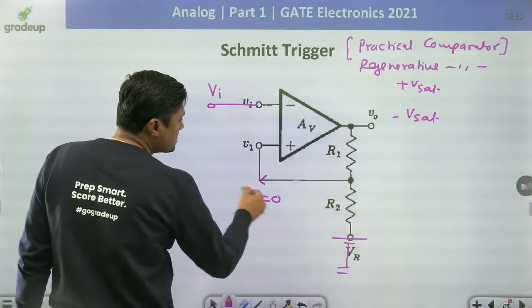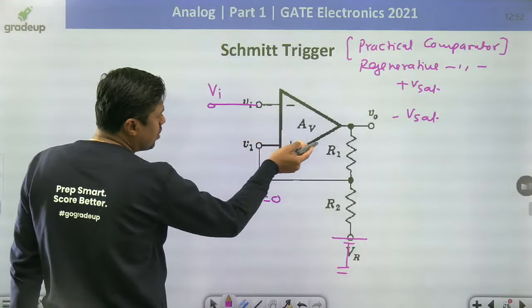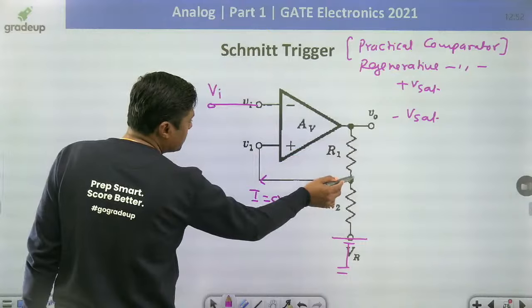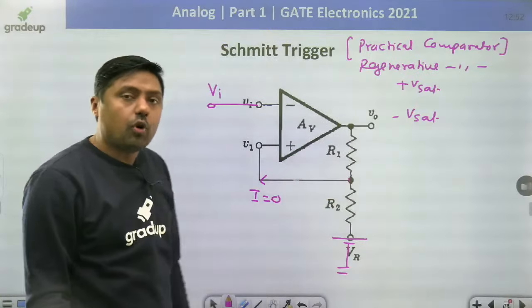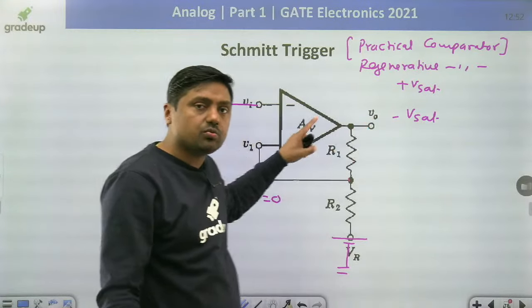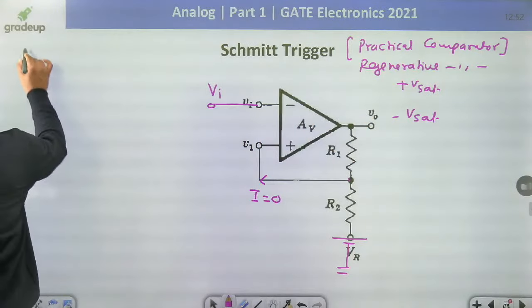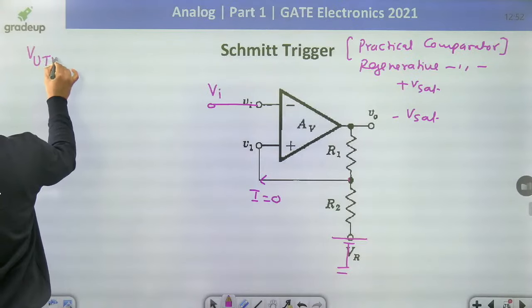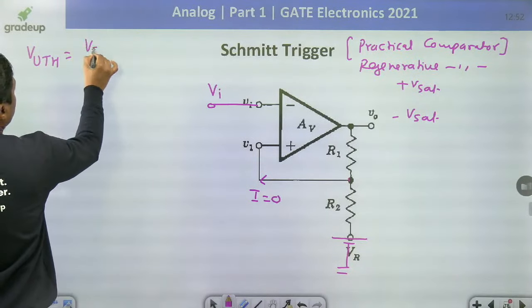Current entering the operational amplifier is 0 because the input resistance is almost infinite. You can calculate the voltage at these 2 points for 2 different values of Vset. One is plus Vset, one is minus Vset. And that is called upper threshold and lower threshold voltage. What is the upper threshold?